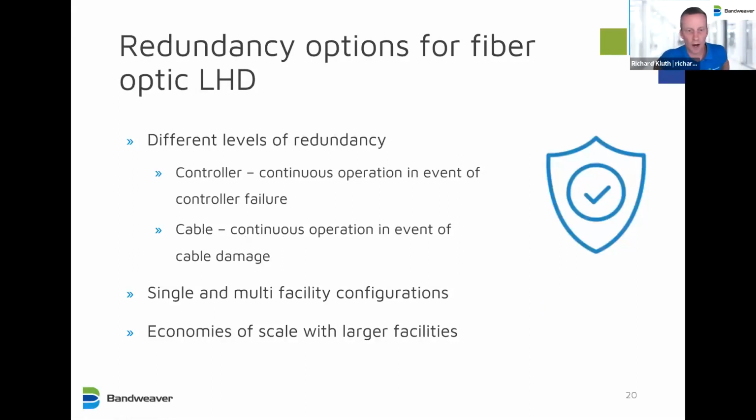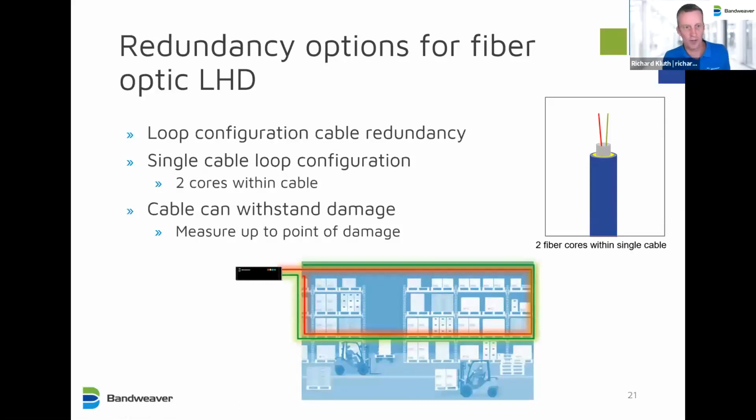Starting with redundancy, there are two levels of redundancy. We have controller redundancy, so continuous operation in the event of a controller failure, and cable redundancy, so continuous operation in the event of cable damage. And we'll show how this works for single and multi-facility configurations, and that you get economies of scale the larger the facility you use this technology in. We'll start with the simplest though, a single system with a loop configuration.